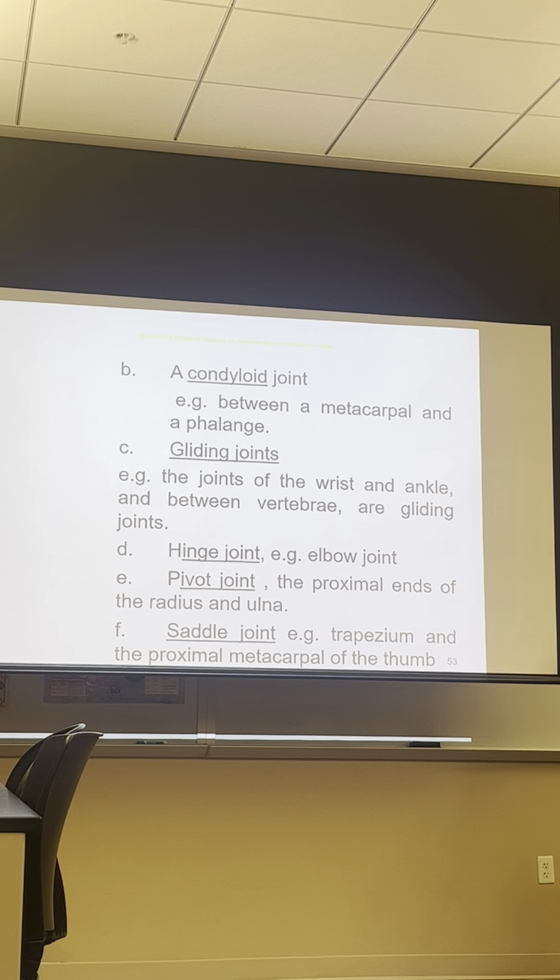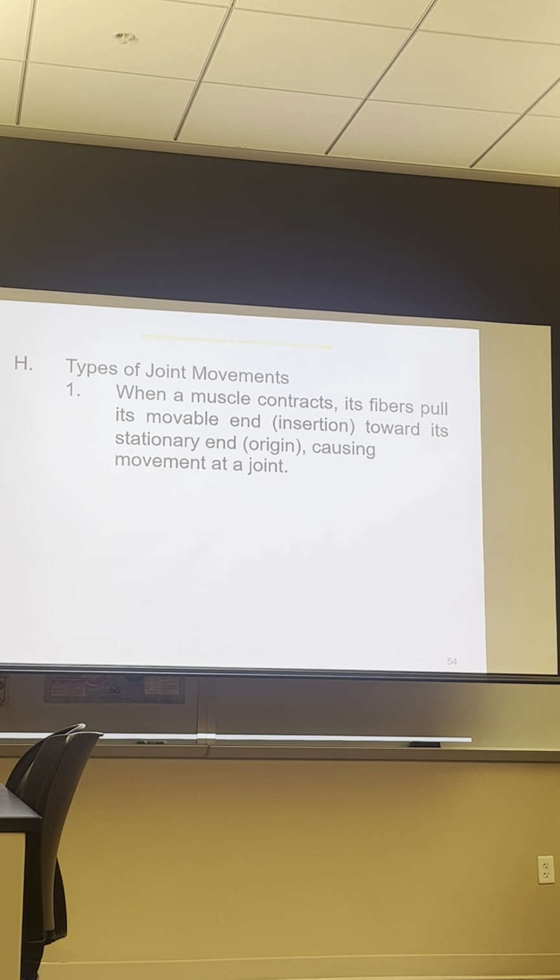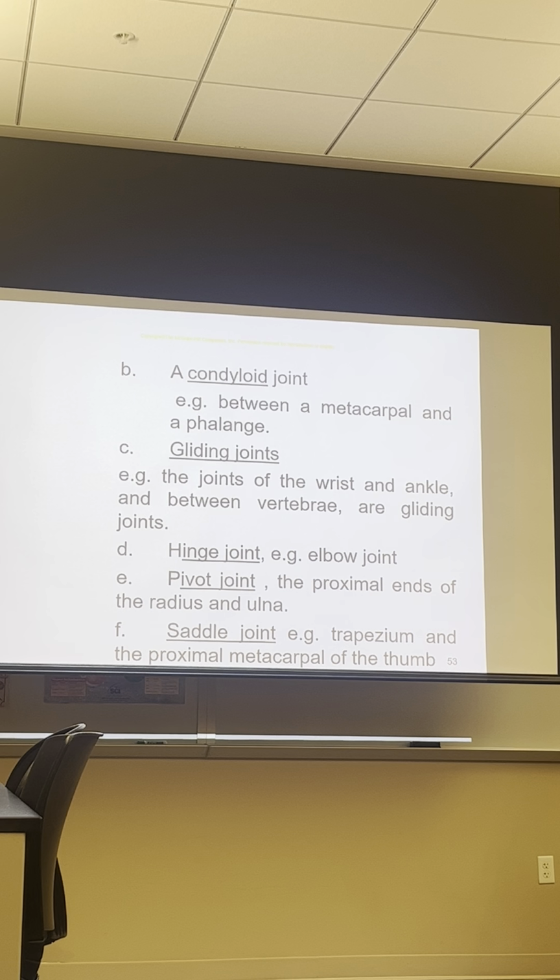We've got 2 hinge joints. Hinge joints are just uniplanar, so your elbow and knees. They can mostly go just in the sagittal plane. Your knees can do a little bit of rotation, not a whole lot. And we have a pivot joint, which is between the radius and ulna. And then we've got a saddle joint, which is between the trapezium and the proximal metacarpal of our thumb.